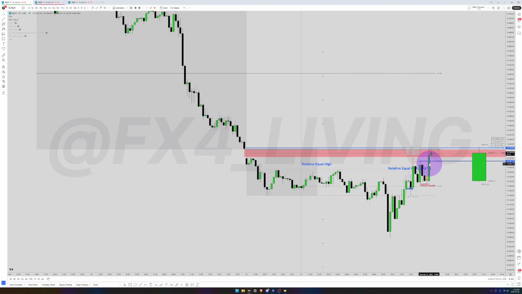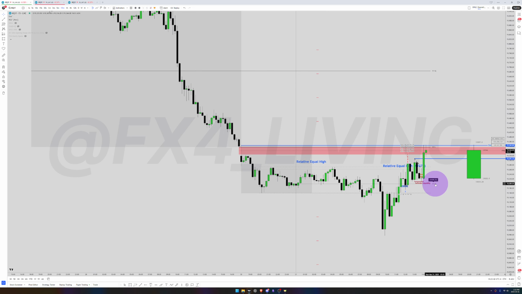And then everything started from a market maker buy model to retarget the daily high. But my main target on that trade right here was that relative equal high that was right here. And that dashed line that you have right here is the actual Asia range high. So the 8 p.m. to midnight. That dashed line right here.